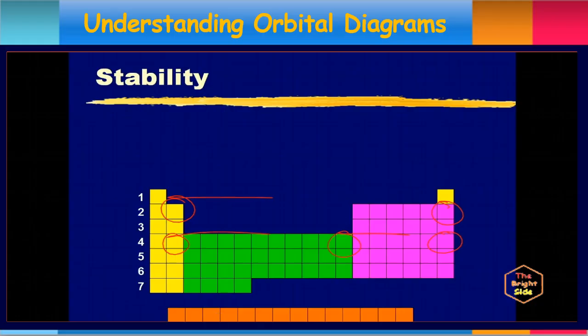And this does affect stability. So most stable is a full energy level. Second most stable is a full orbital. So full S, a full P, a full D, a full F. And the third most stable is going to be half full orbitals.